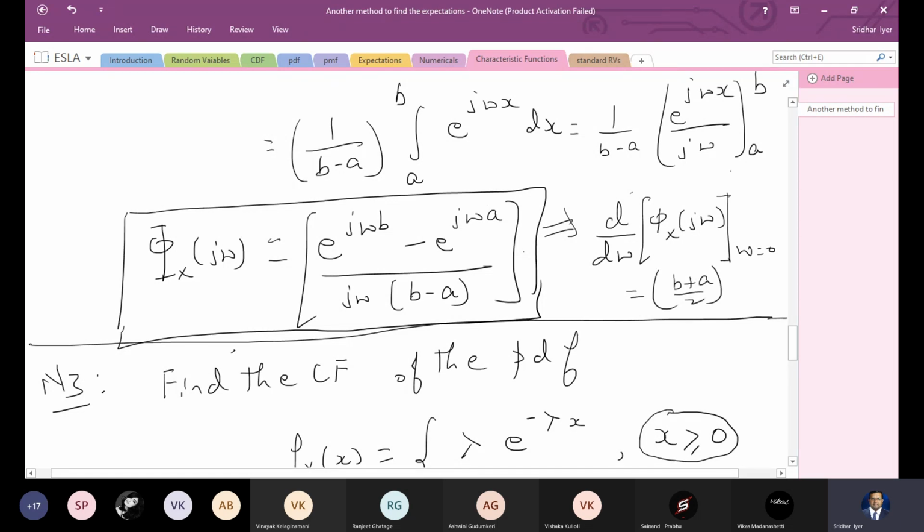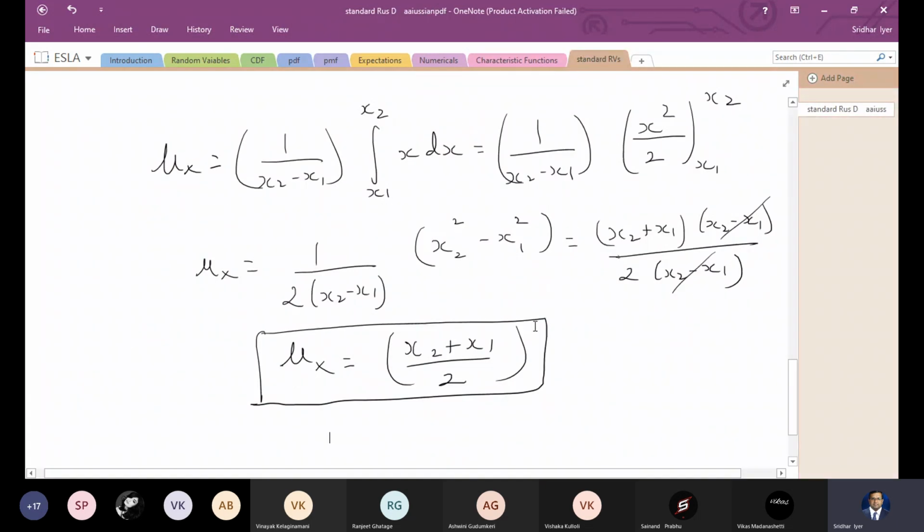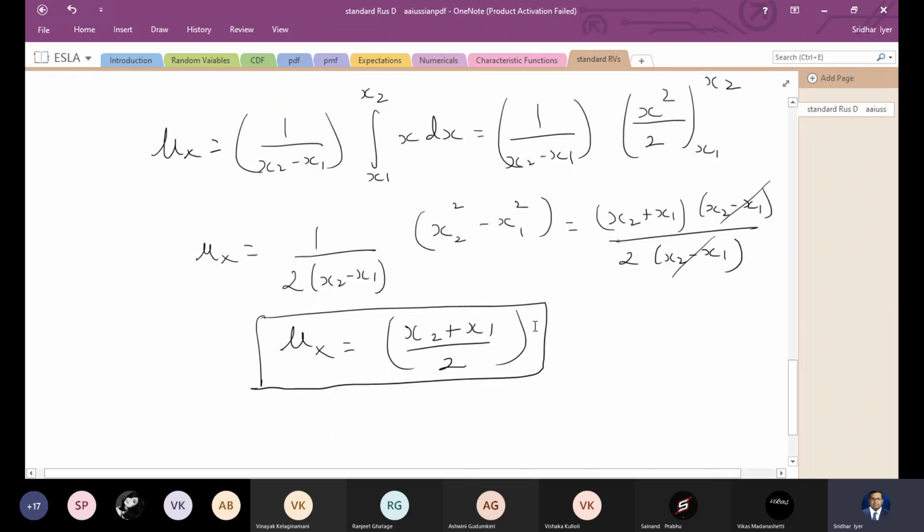So you can find the mean value either by doing the integral of x fx of x dx, or you can also find the mean value through the characteristic function by differentiating it once and substituting omega equal to 0, right? We'll do finding the mean through the characteristic function a little later, because it involves differentiation. I don't want to confuse you right now, right? So we'll go back to the standard random variable. So we have found the mu x, right?